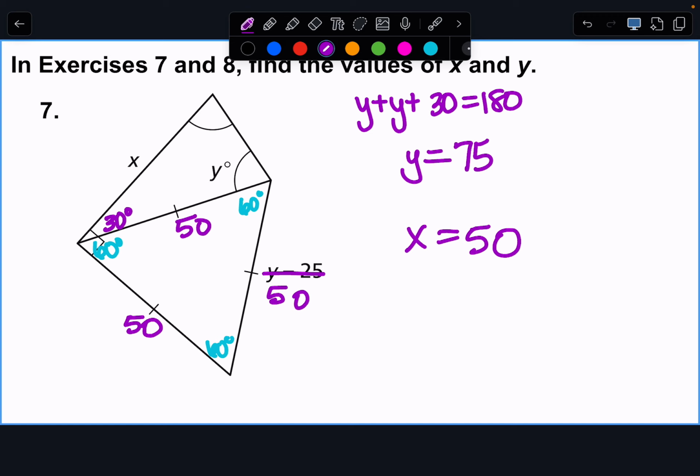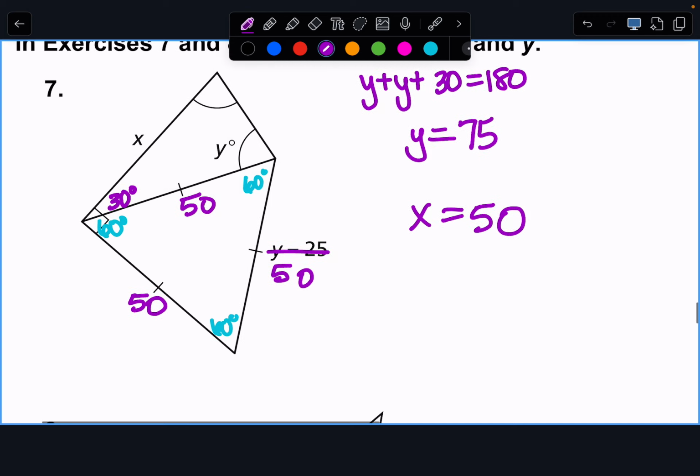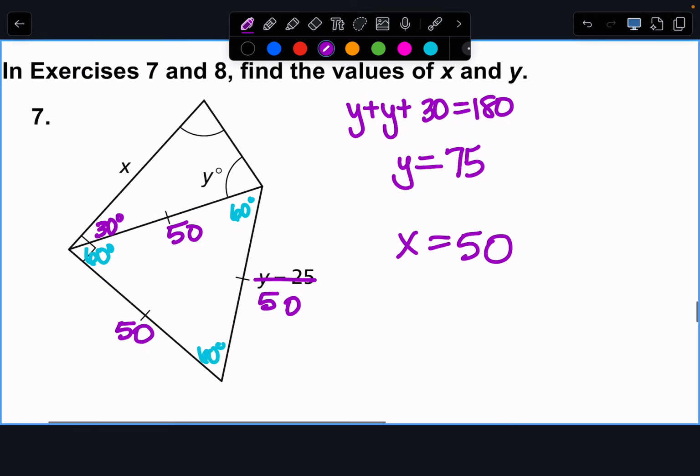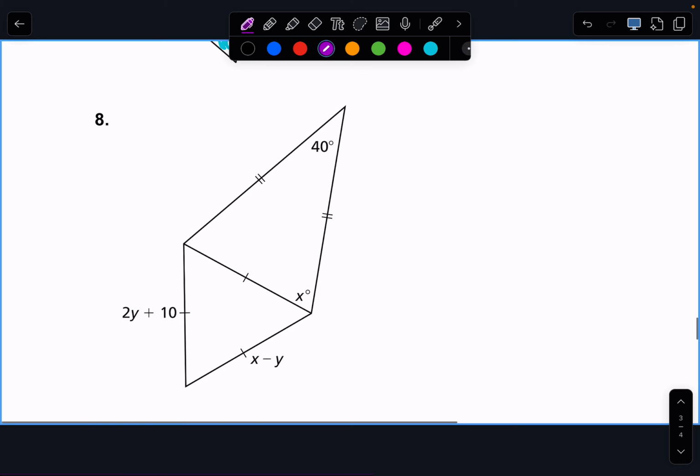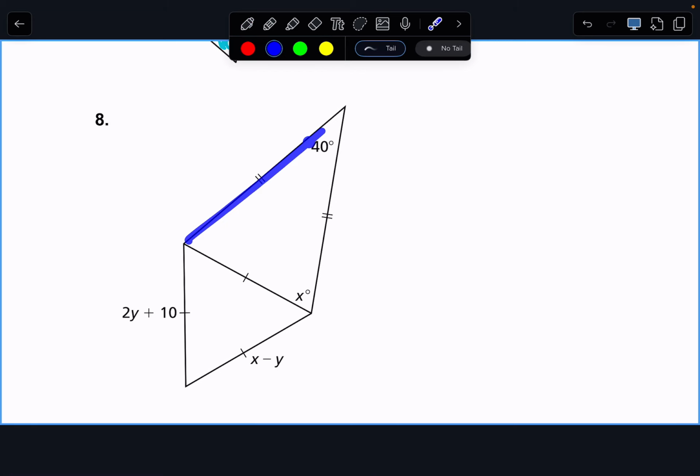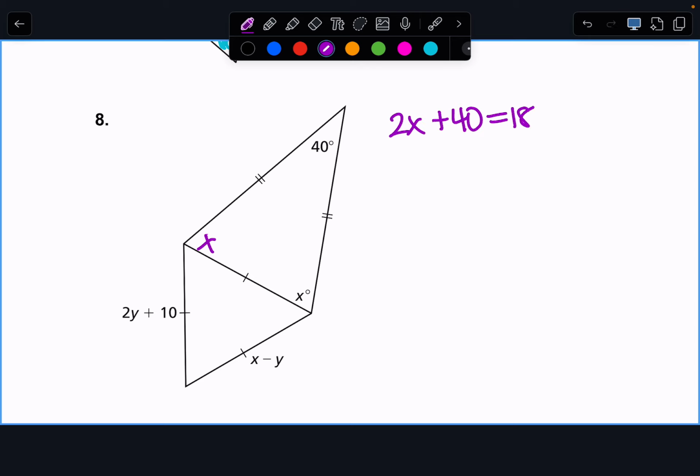Eight is easier than 7? Okay. So let's talk about 8, the easier one. So what kind of triangle is this guy right here? Isosceles, which means if this is angle x, then so is this. So 2x plus 40 equals 180? Yes. What's x?